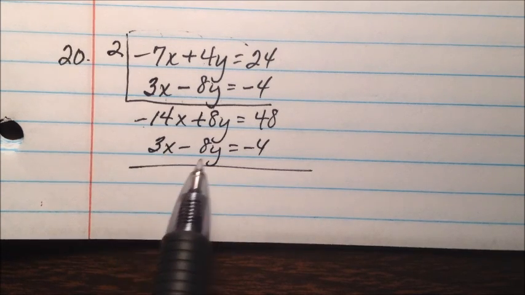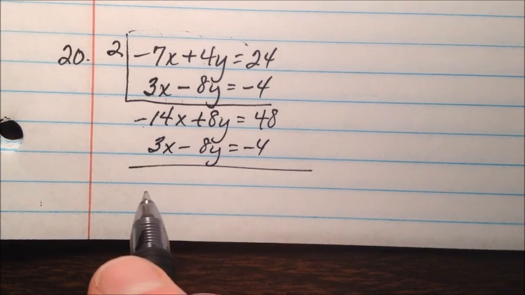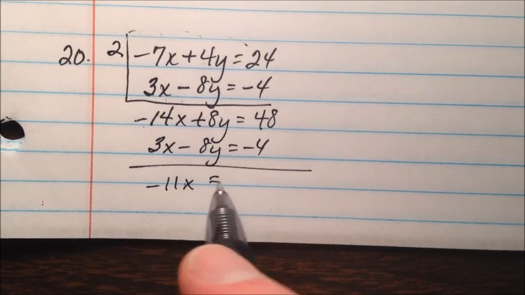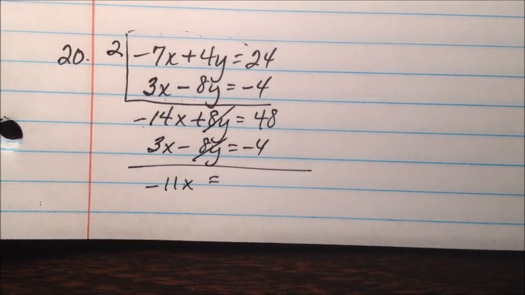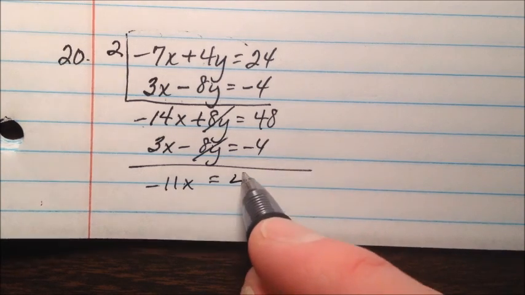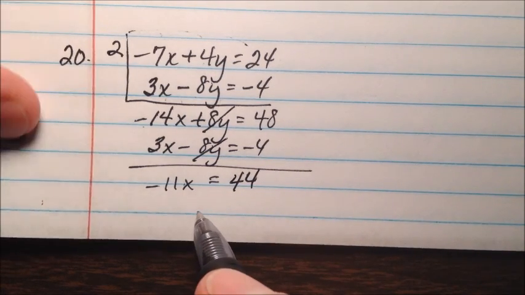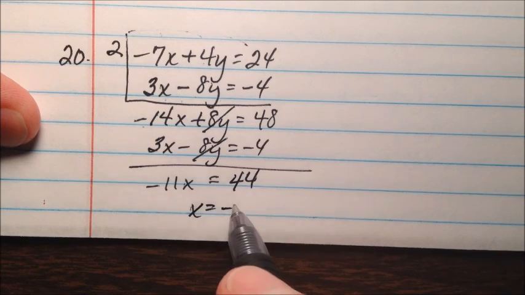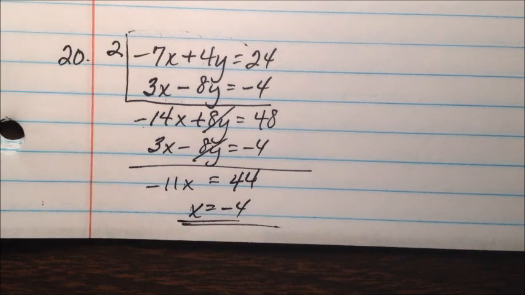So this negative 14x and then plus 3x will be negative 11x. My y's will cancel out because one's positive 8 and one's negative 8. And then 48 minus 4 will be 44. So it looks like this value of x is going to be negative 4.